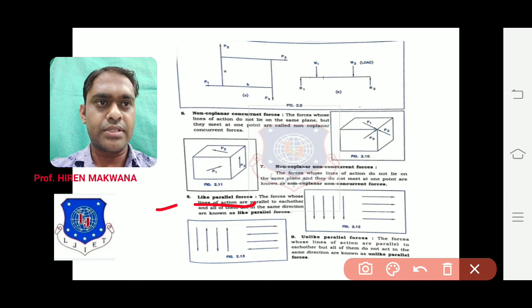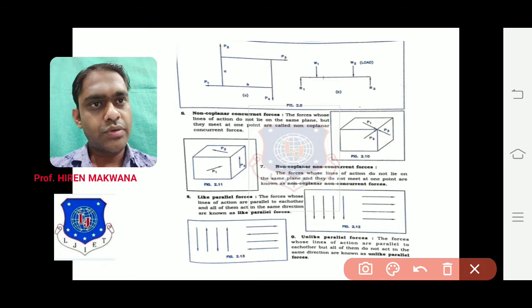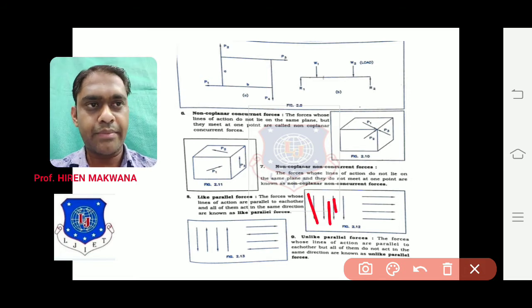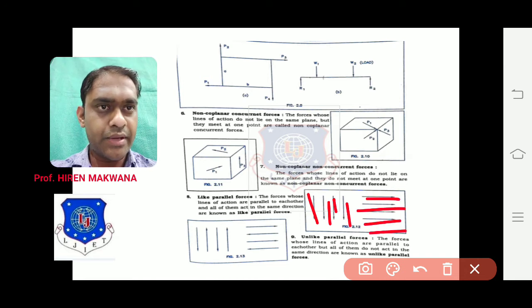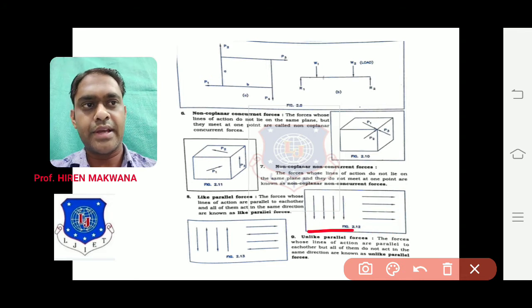Let us check number 8, like parallel forces. Like parallel forces means what? First of all, read the definition: the forces whose lines of action are parallel to each other. All the forces are parallel to each other like this, and all of them act in the same direction. The direction is also the same. So forces are parallel to each other and their direction is also the same, then they are known as like parallel forces.